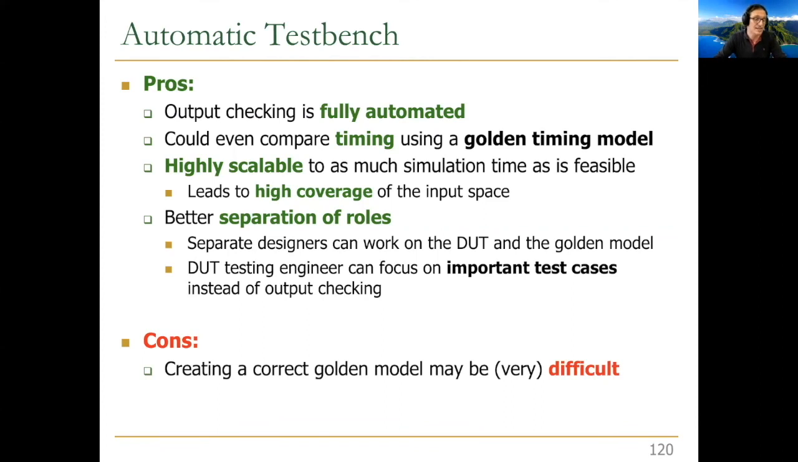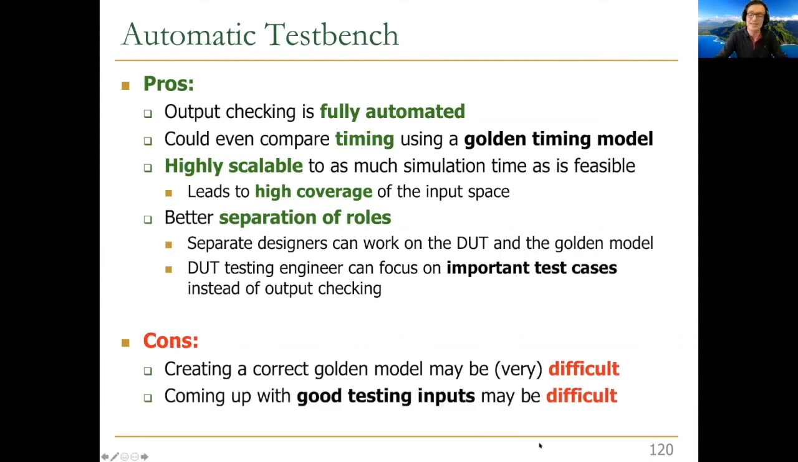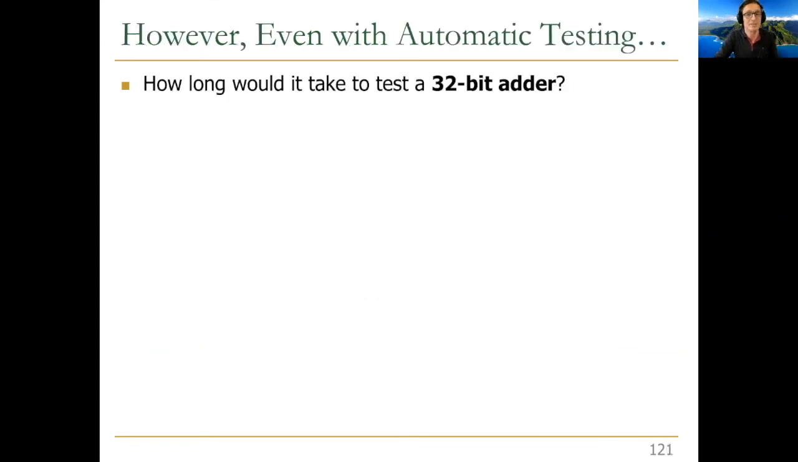Of course, the con is creating a correct golden model may be difficult to very difficult. Sometimes maybe, I'm not going to say impossible, but not so easy compared to the complexity of the original model. And coming up with good testing inputs can still be difficult. And that's true for all of the testing mechanisms, right? Regardless of how automatic they are, testing inputs are a critical problem.